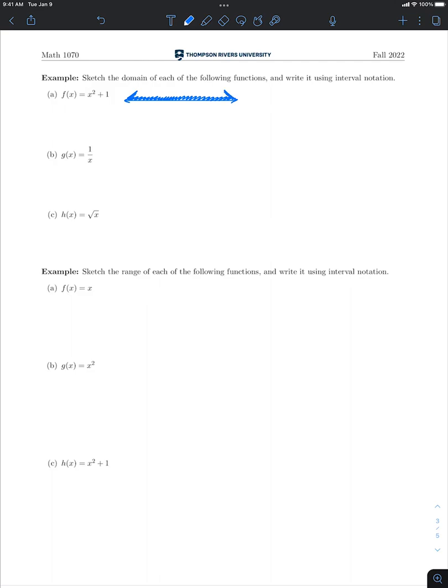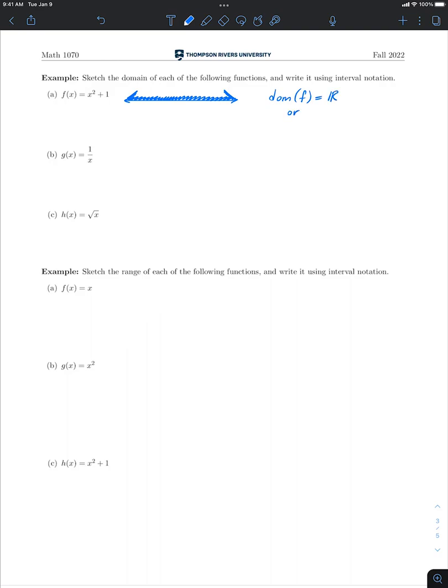And then in interval notation, let's write it this way. We'll write DOM of f. That's short for domain. So that's short for the domain of the function f is equal to. Let's write it as all real numbers. Now it says write it in interval notation.